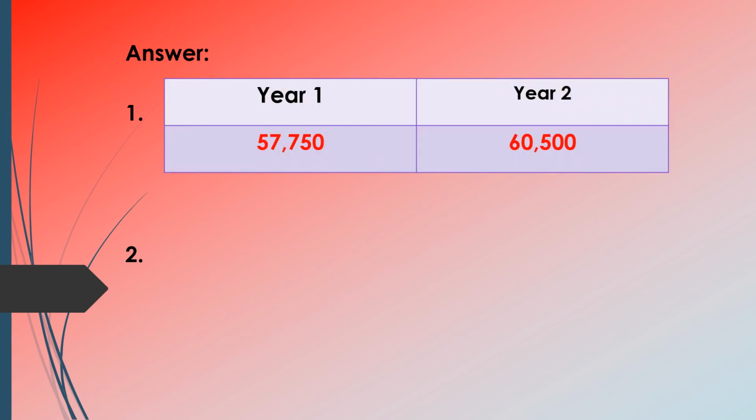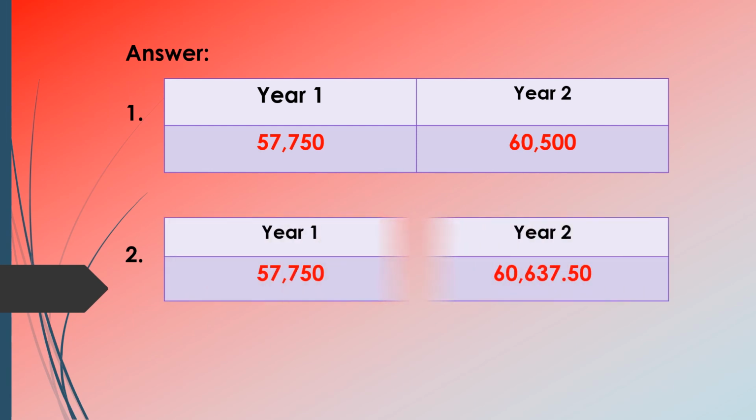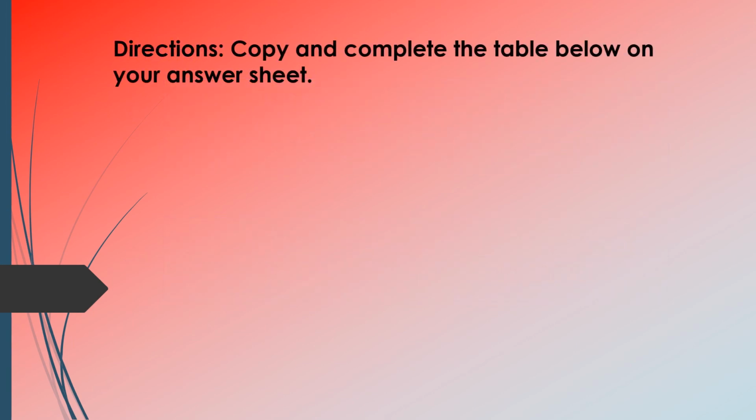All right, this time is to check the previous activity that you have done a while ago. Number 1: year 1 is 57,750 pesos. Year 2 is 60,500 pesos. Number 2: year 1 is 57,750 pesos, and year 2 is 60,637.50 pesos. This is the next activity that you need to accomplish.